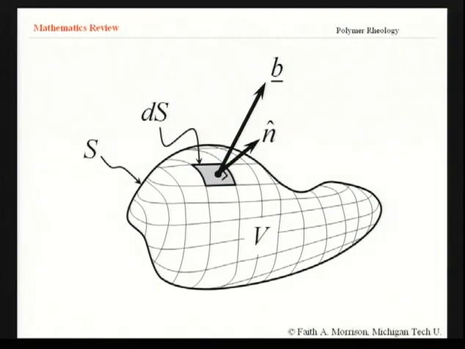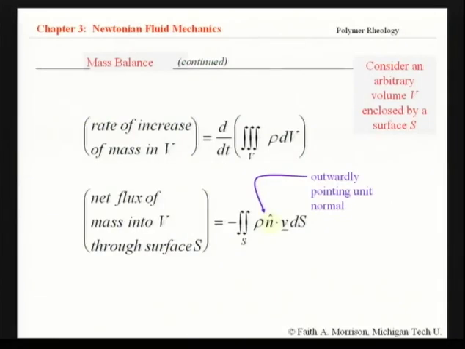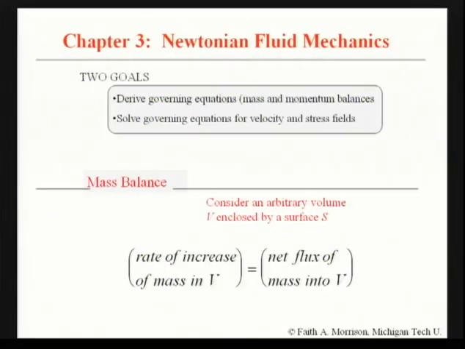So the first question we ask ourselves is, what is the rate of change of mass inside this volume? And it's actually a very straightforward calculation. The rate of increase in mass is equal to the net flux in. This goes back to, in chemical engineering, the very first course in mass balances. Very simple: the rate of increase of mass in V is the net flux in. But now, because we're talking about an arbitrary volume, we need the extra math.